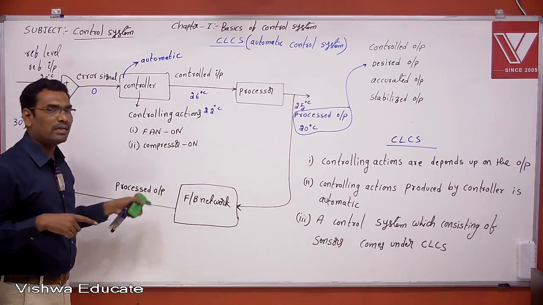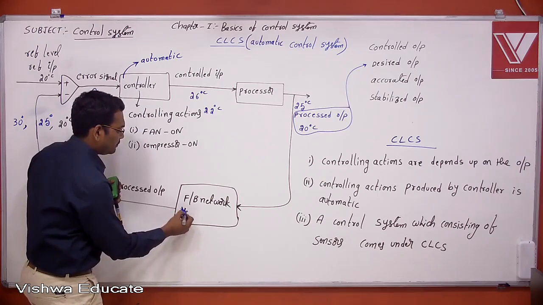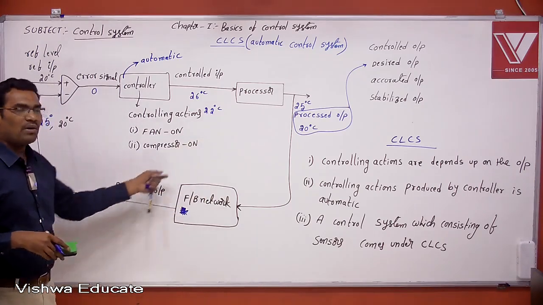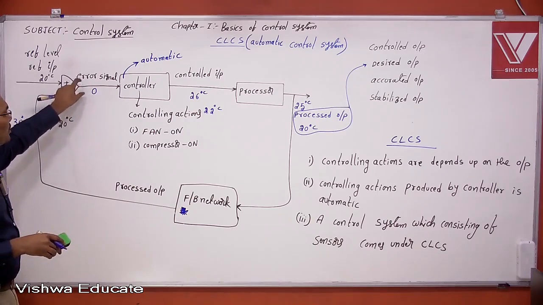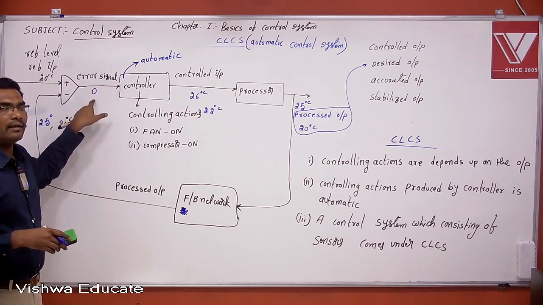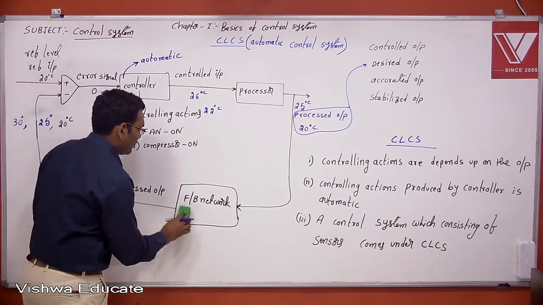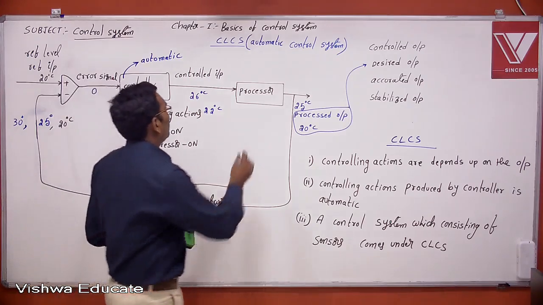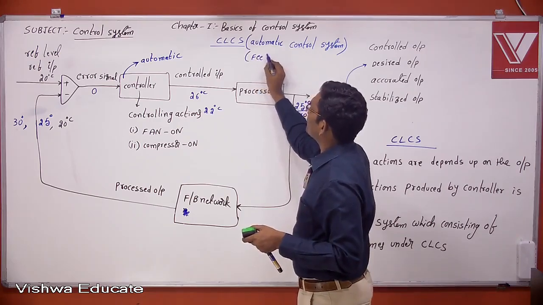Then what is the extra block here? The extra block here is the feedback network. This is the important one here. Because of this feedback network, because of this sensor, we generate this error signal. Based on this error signal, the system works properly. Based on this error, we can estimate the performance of the system. Therefore the feedback network, which is very important, is available in the closed loop control system. Therefore, closed loop control systems are also called feedback control systems.